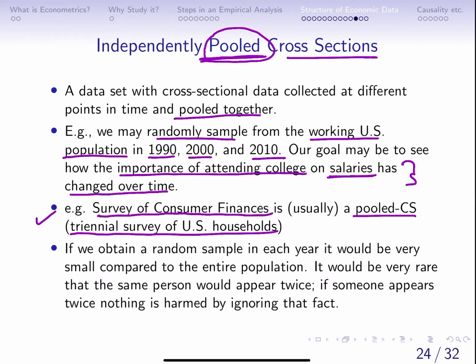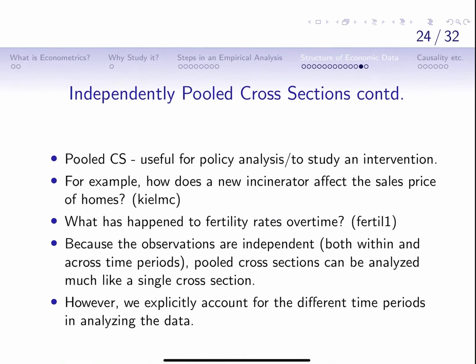When you think about obtaining a random sample each year, that would be small compared to the entire population. And it would be very rare that the same person would appear twice. So if someone appears twice in the sample, that's okay with us. It's because the size of the independently pooled cross-section might be so big that this is not going to be a big deal.